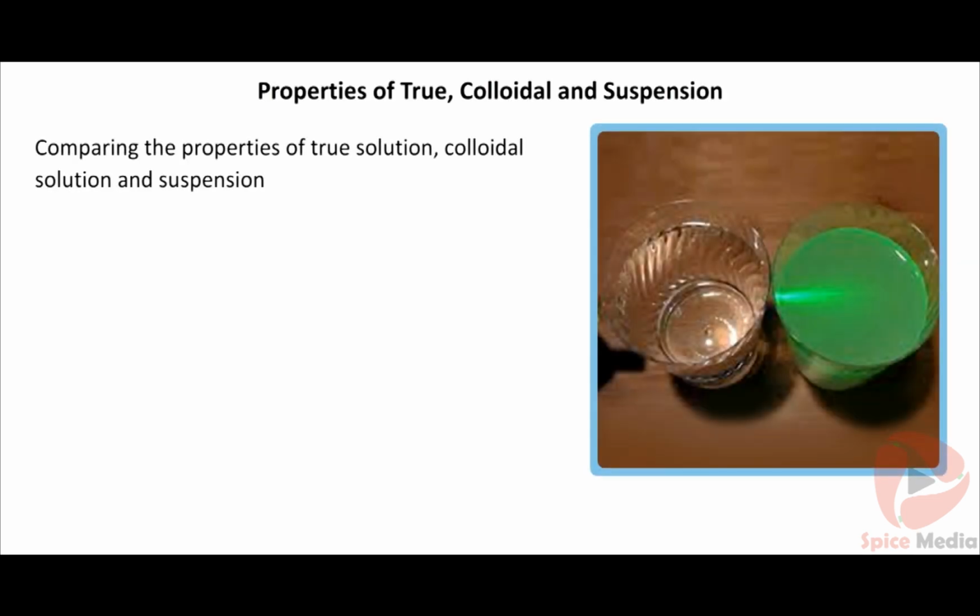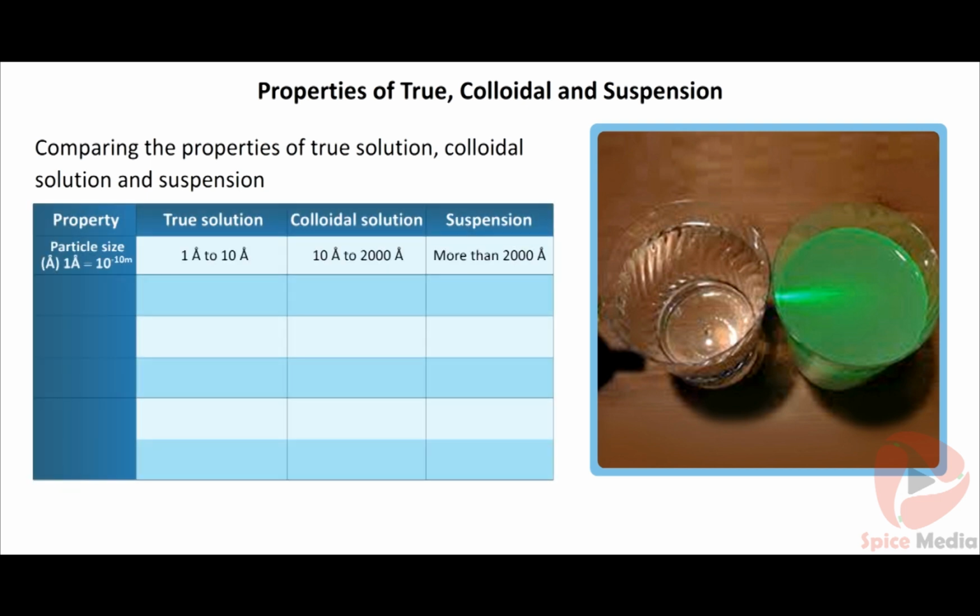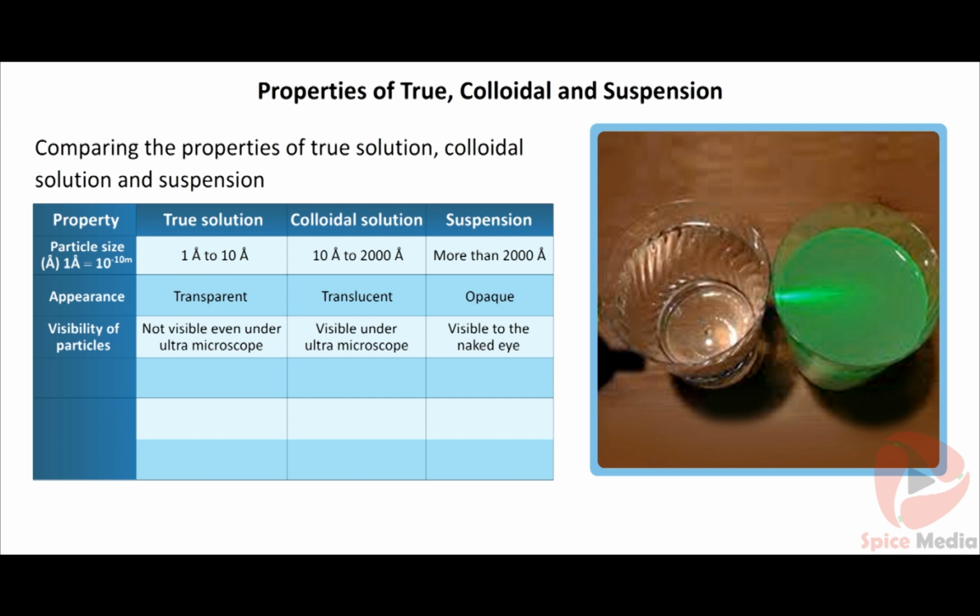Comparing the properties of true solution, colloidal solution, and a suspension. Particle size, in angstroms. True solution: 1 to 10 angstroms. Colloidal solution: 10 to 2000 angstroms. Suspension: more than 2000 angstroms. Appearance. True solution is transparent. Colloidal solution is translucent. Suspension is opaque.